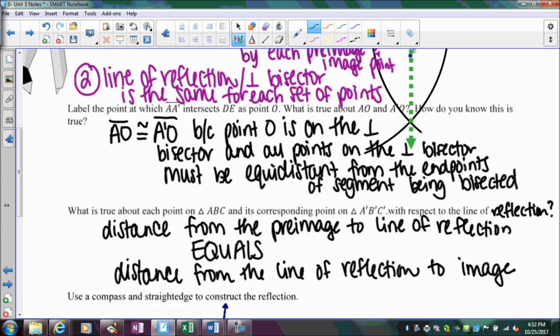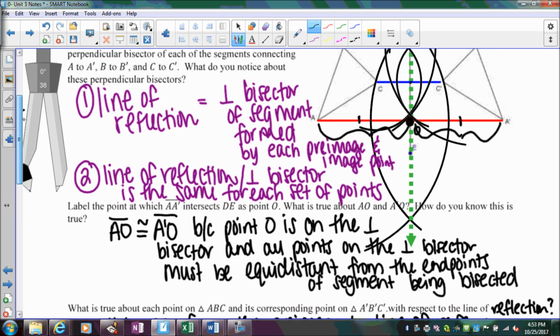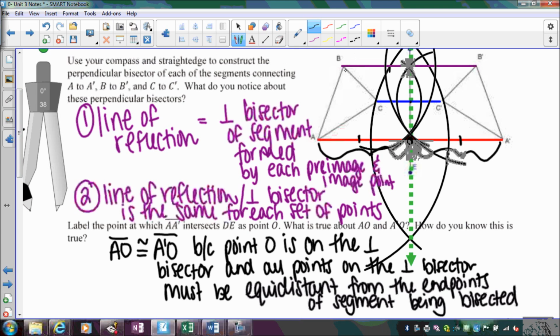So what that really means is those pre-image and image points are equidistant from the line of reflection. That's basically what it's saying. So that distance has to stay the same. And then the other piece here is, if we go back to this picture for a second, and we're looking at this segment in comparison to the line of reflection, these are always going to be perpendicular to each other.